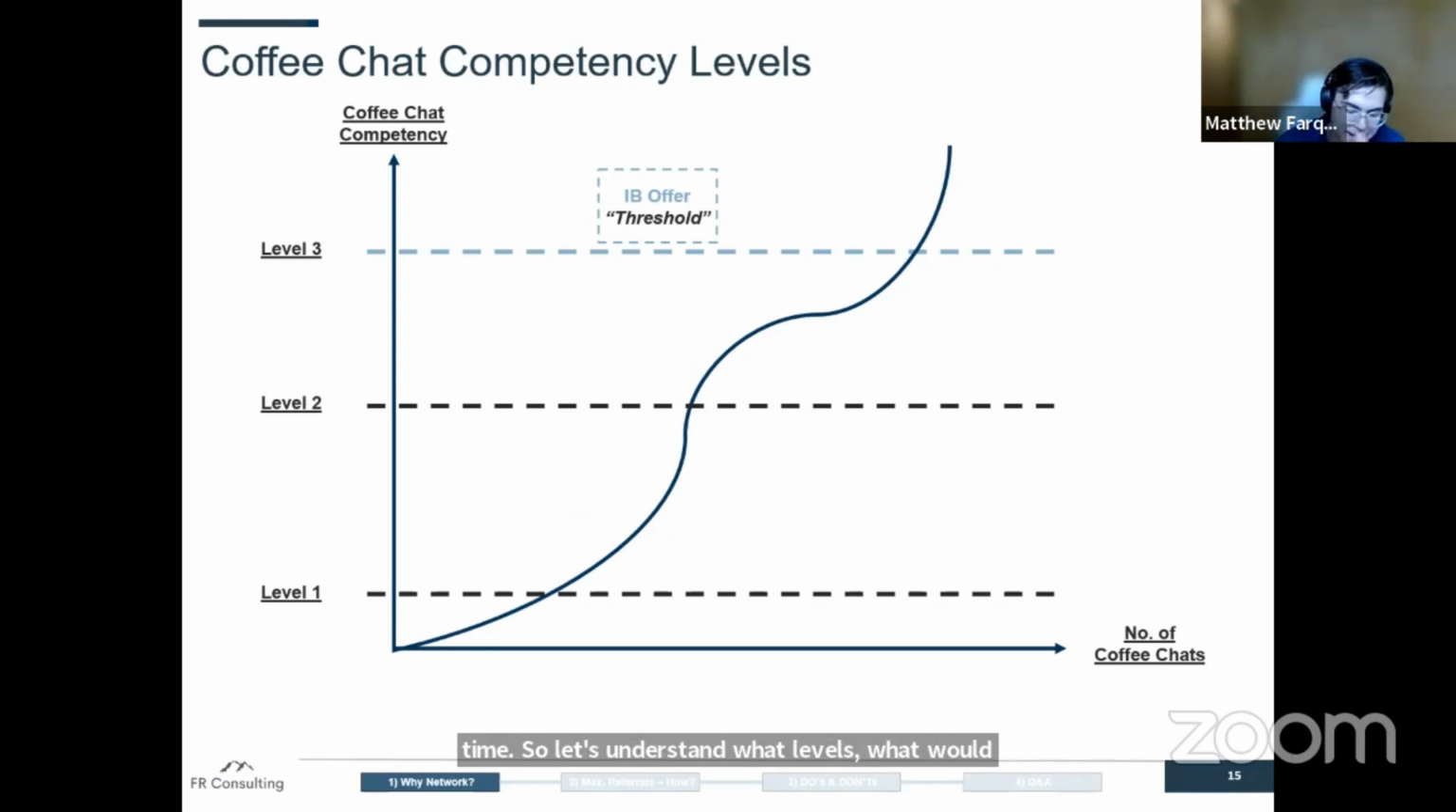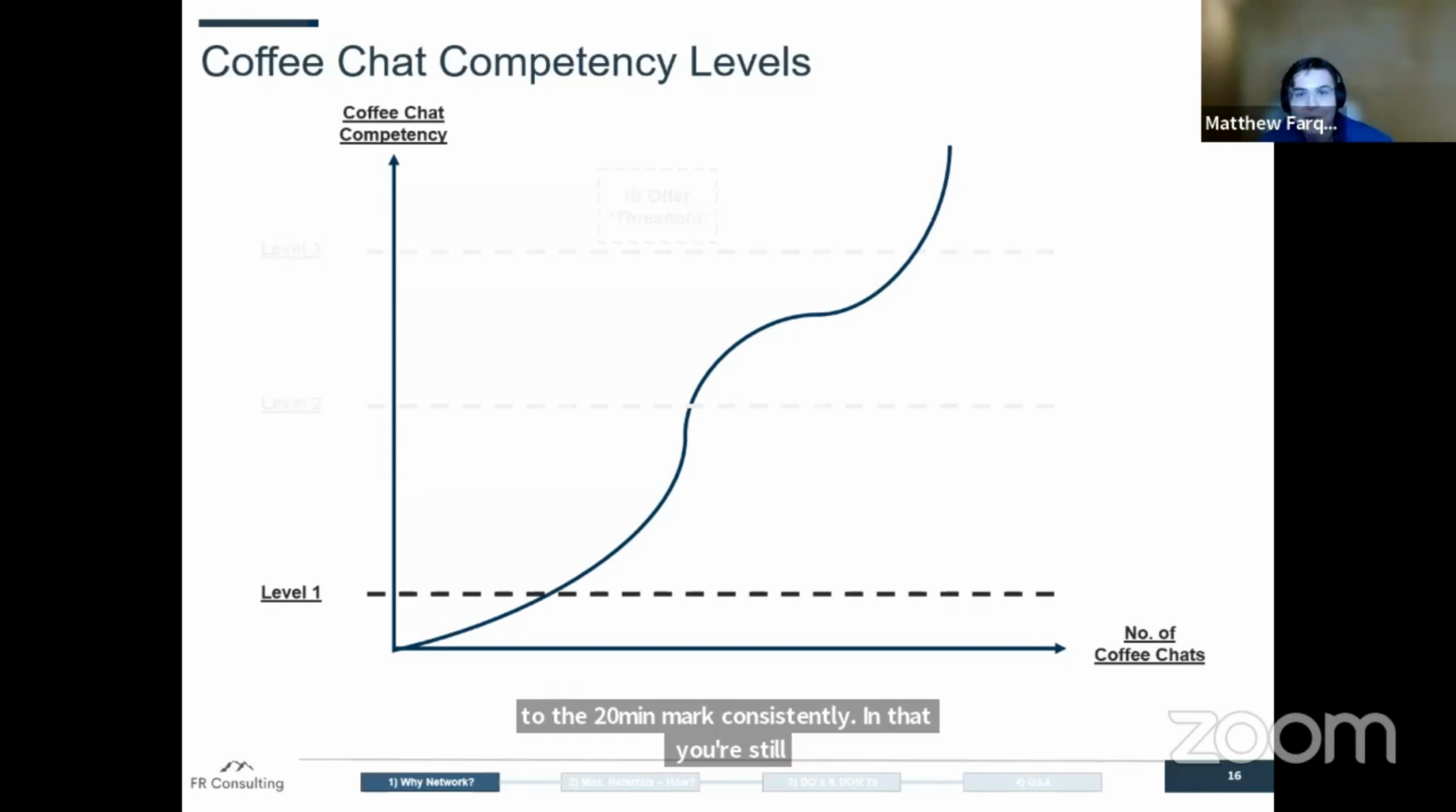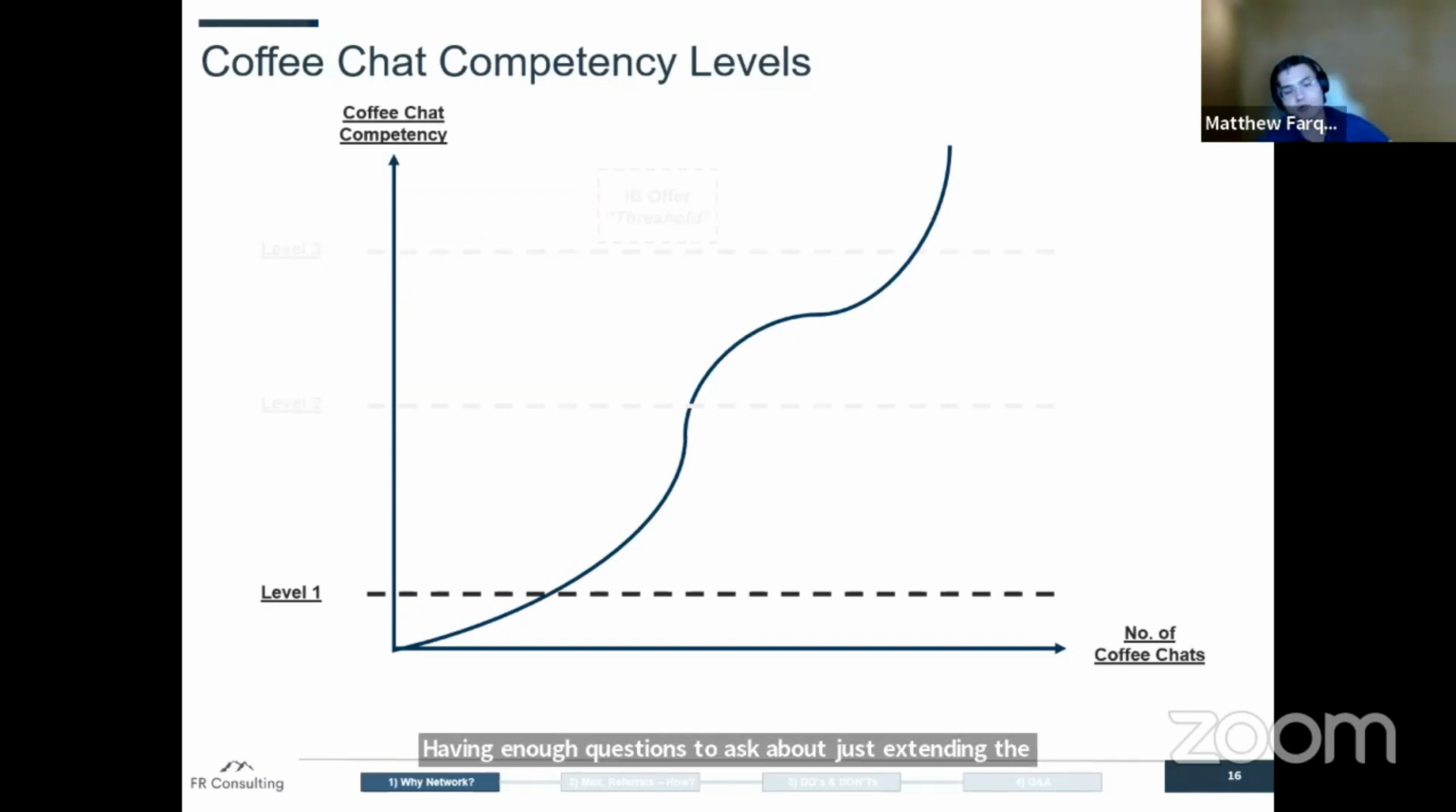Level 1 is characterized by not being able to get to the 20-minute mark consistently, and you're still worried about having enough questions to ask and extending the conversation. Really, because these are your first 0 to 15 chats, you're more focused on just being in the chat, saying something, not having awkward silences. So you're still learning the rules of the game.